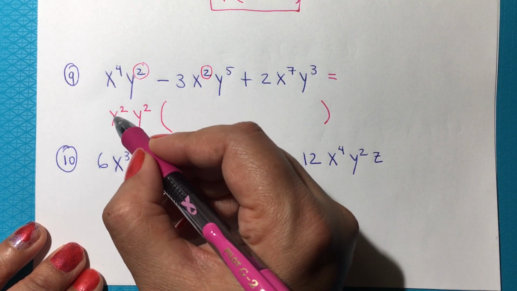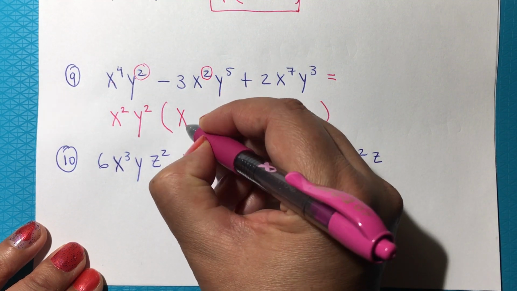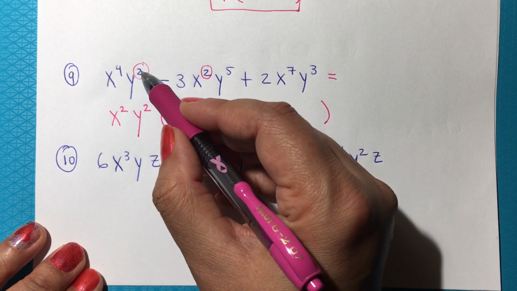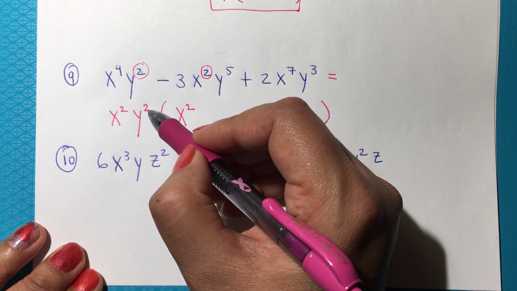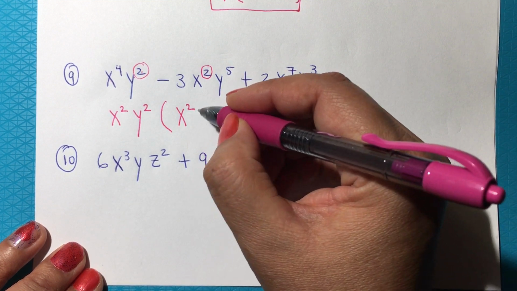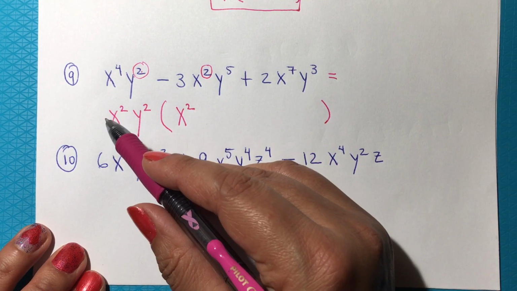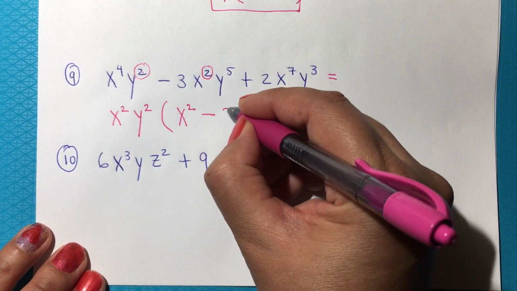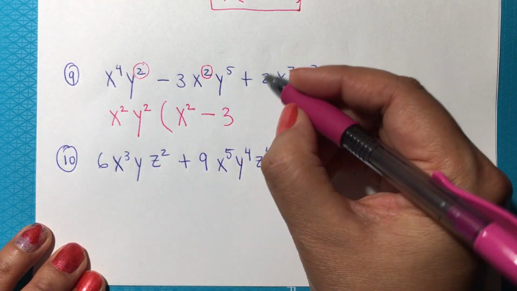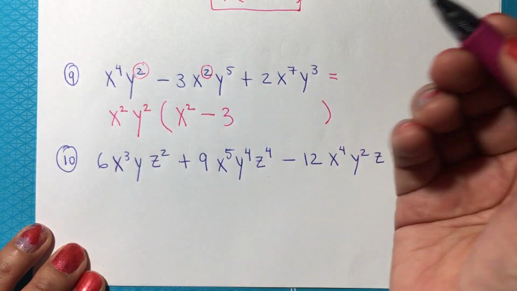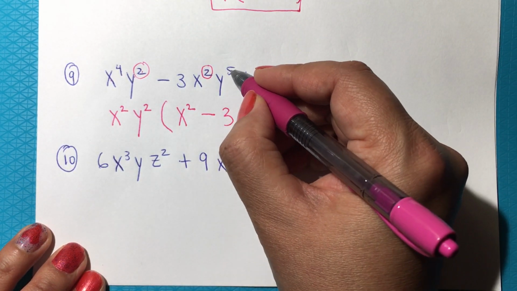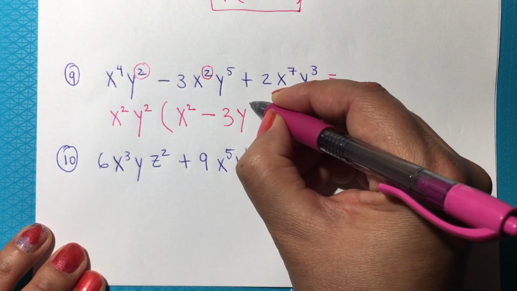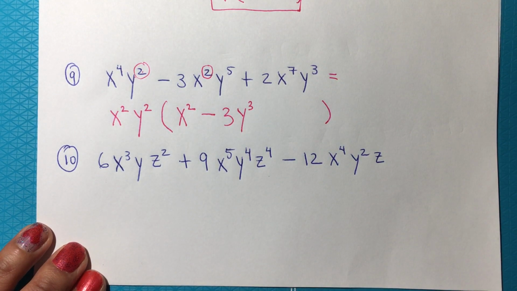X to the 4th divided by x to the 2nd is x to the 2nd. We just subtracted 4 minus 2 is 2. Y to the 2nd power divided by y to the 2nd power, they cancel and it's just 1, so you don't need to write the 1. Negative divided by positive is negative. 3 divided by 1 is 3. And then x squared divided by x squared is 1. 1 times 3 is 3. You don't need to write it. Y to the 5th divided by y to the 2nd, you subtract the exponents and you get 3, so y to the 3rd power.